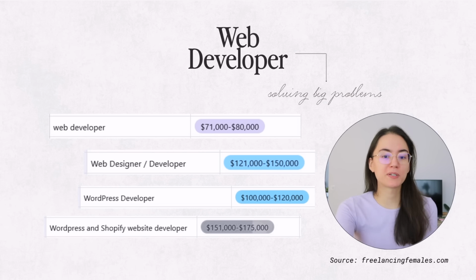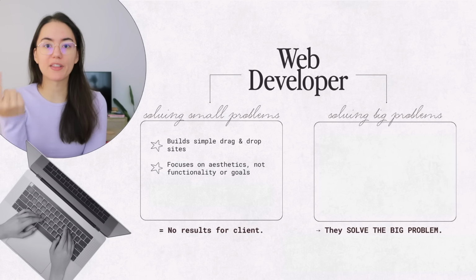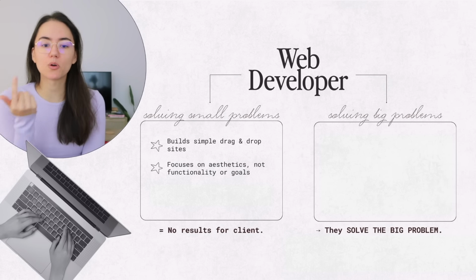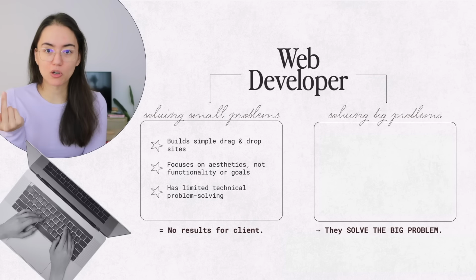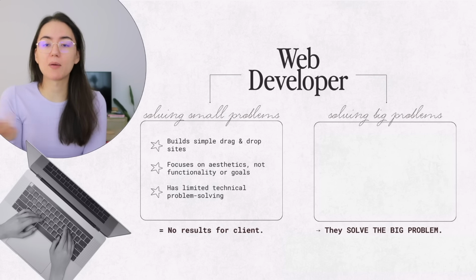All right, another one, for example, web developer. Lots of web developers making great money, over 6 figures. Solving a small problem as a web developer could be just building simple drag and drop sites, focusing on aesthetics but not so much functionality or goal. Maybe you have limited technical problem solving, or you don't really care about problem solving for the client. When something comes up, there's no result for the client.